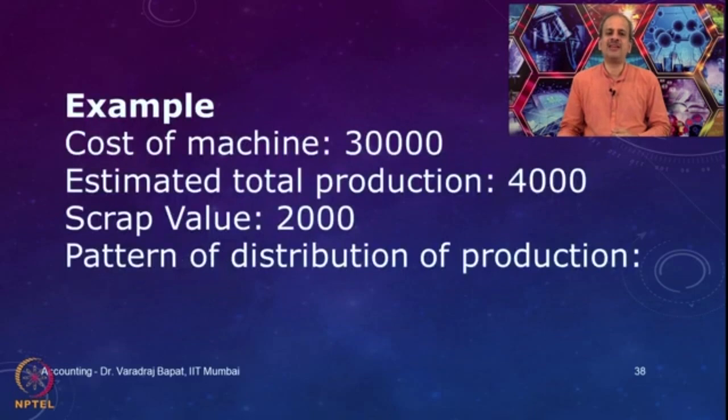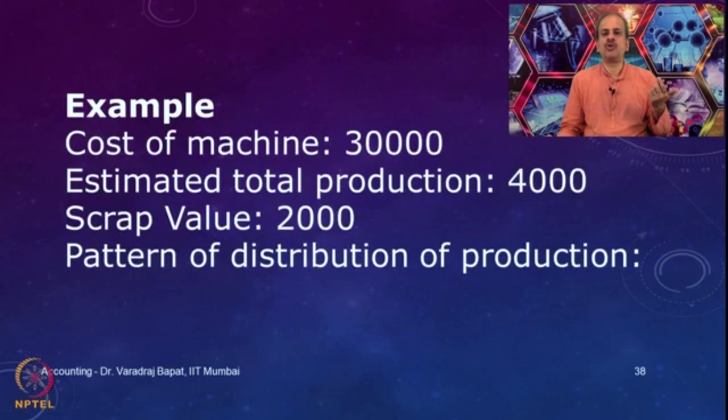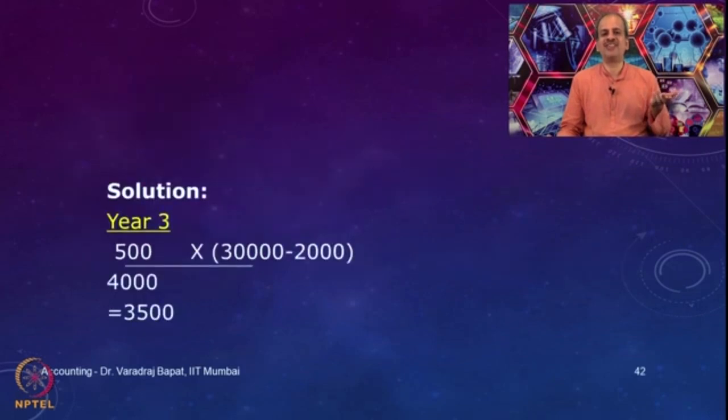Just have a look once again. So, 30 minus 2. That means basically 28,000 upon 4,000, and in year 3, the estimated units are just 500. So you can do it orally also. 500 into 28,000 divided by 4,000. Are you getting it? This is the calculation. So you are getting 3,500 per year.